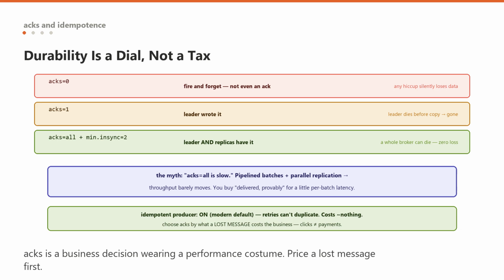Whether that matters is not a performance question. For click events, ACK 1 may be a fine trade. For orders and payments, it never is.